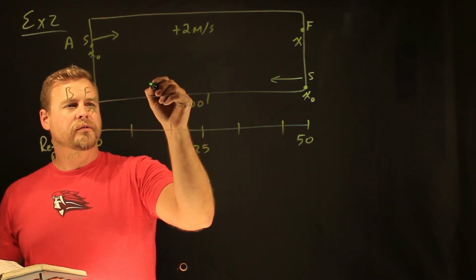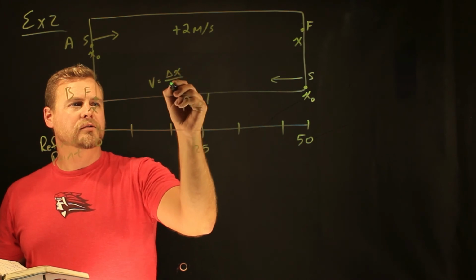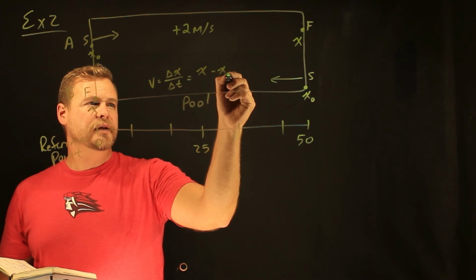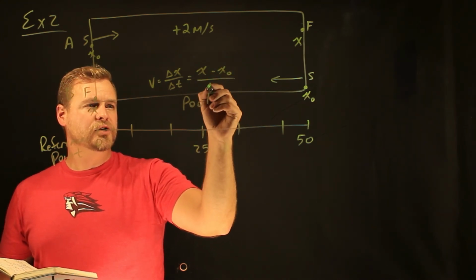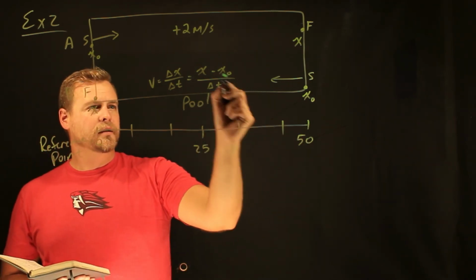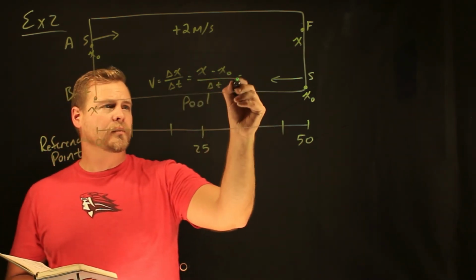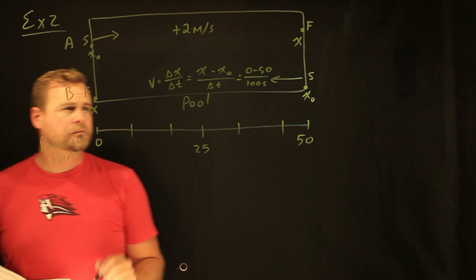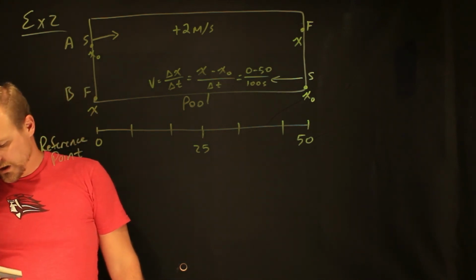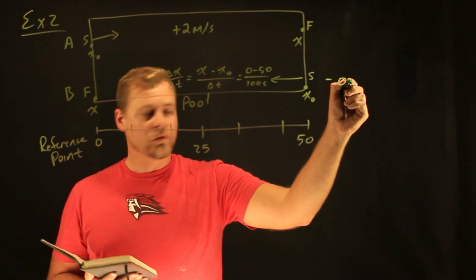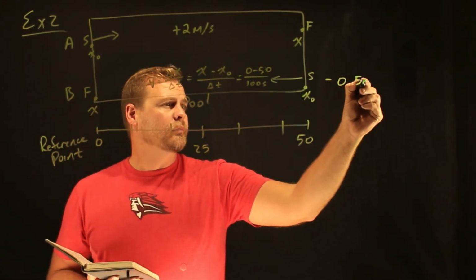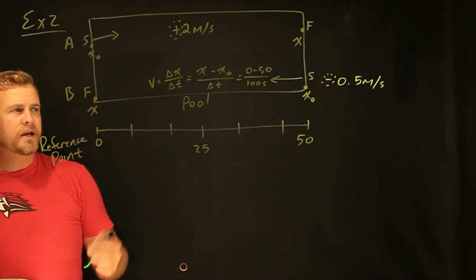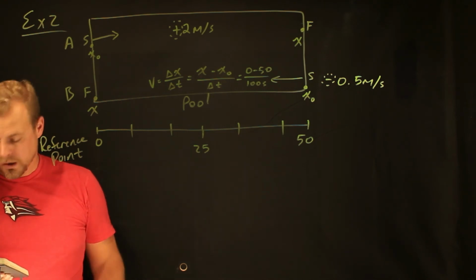So when you do the velocity, delta x over delta t, what we're really looking at is x minus x naught over the change in time. And so when you plug in 50 and 0, you end up with 0 minus 50 in 100 seconds. And so that produces a negative 0.5 meters per second. And so these positives and negatives help us understand which direction the swimmer is going, and it's more informative.